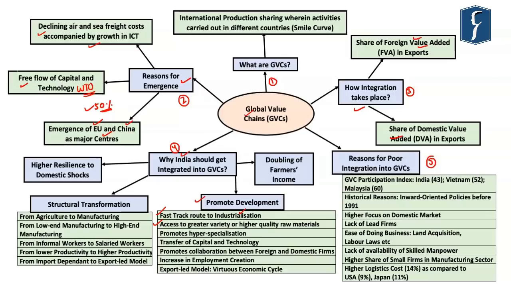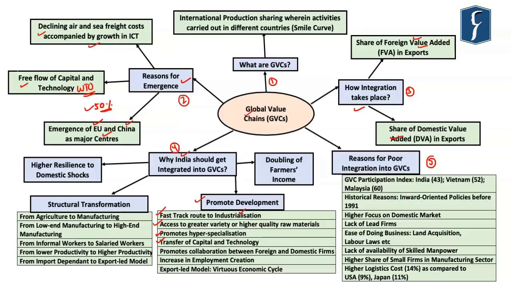Integration with the global value chains will do away with the requirement of the firms to focus upon the entire supply chain. Instead, the firms would be required to focus upon certain specialized tasks, and this in turn promotes hyper specialization. Further, as seen in the case of China, this also leads to transfer of capital as well as foreign technology from the foreign companies.